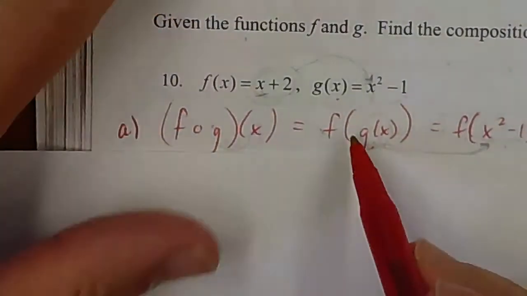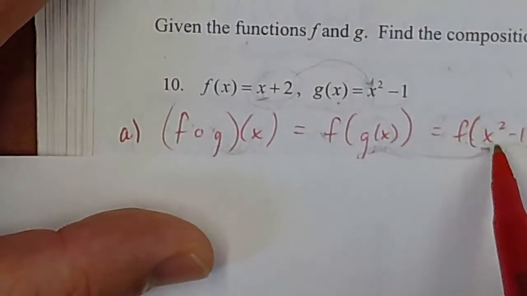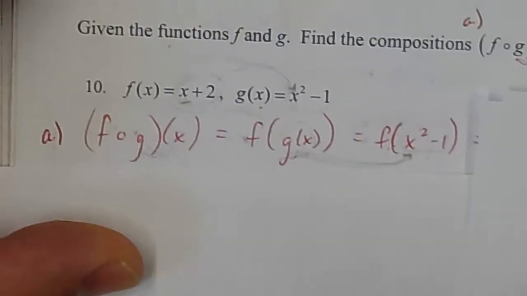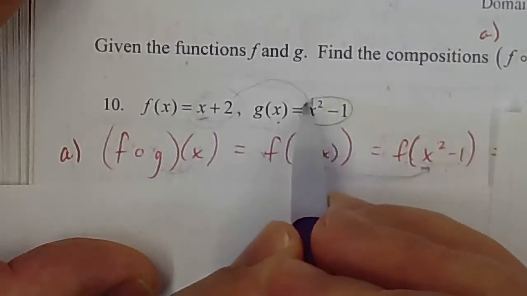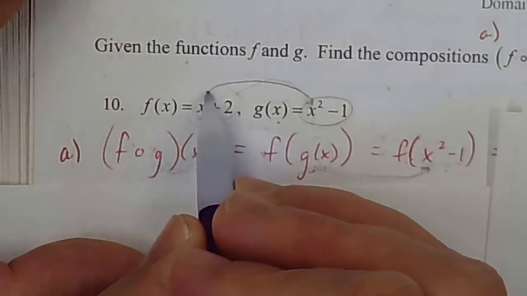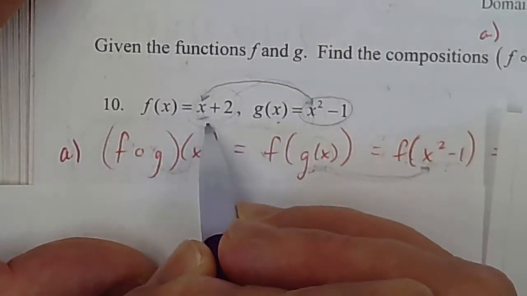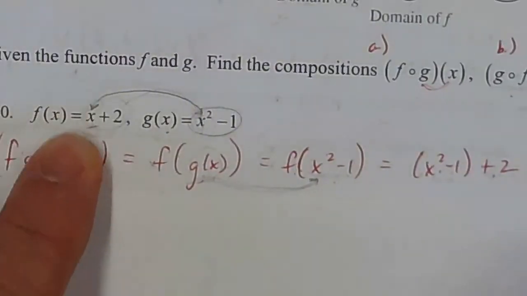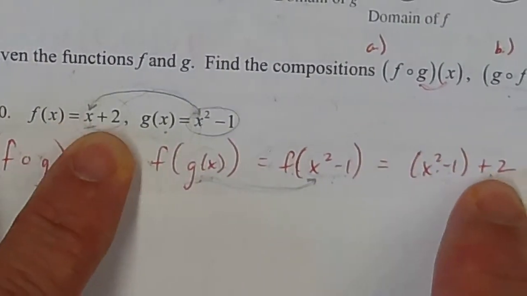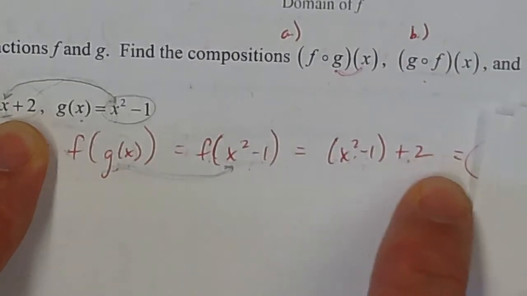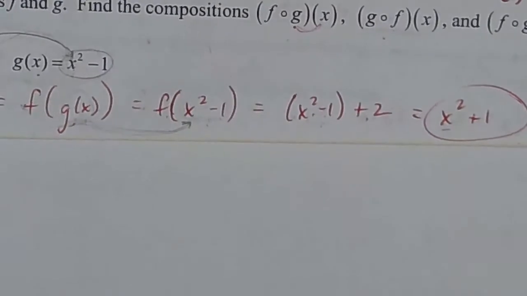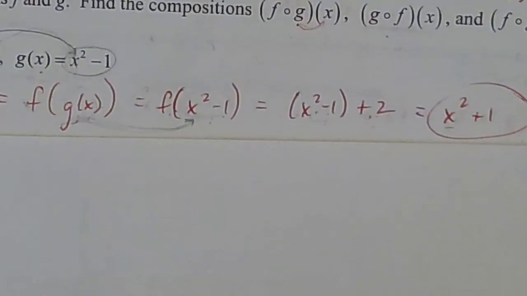All right, so instead of plugging in a number into function f, we got to plug in g of x squared minus 1. We're going to take g of x, this expression, plug it in for x right here in f of x. So it's x squared minus 1 right there, and then plus 2. Combine negative 1 and 2 together, and we get x squared plus 1. So you're substituting one function into the other. That's it.